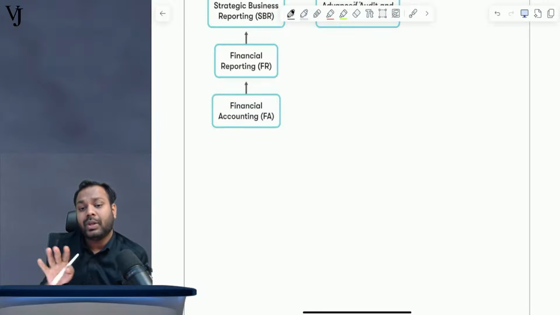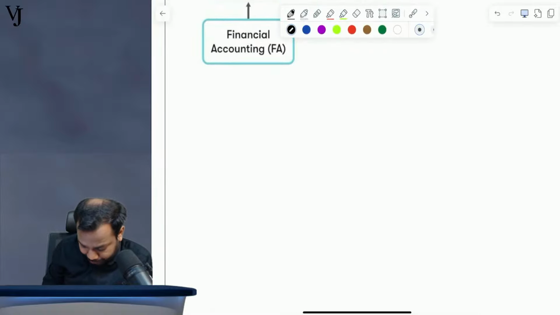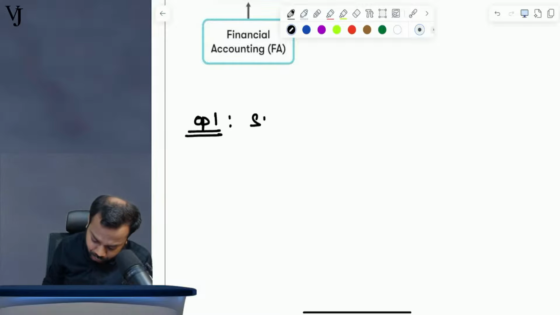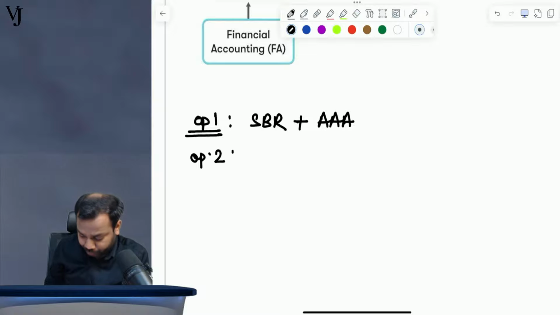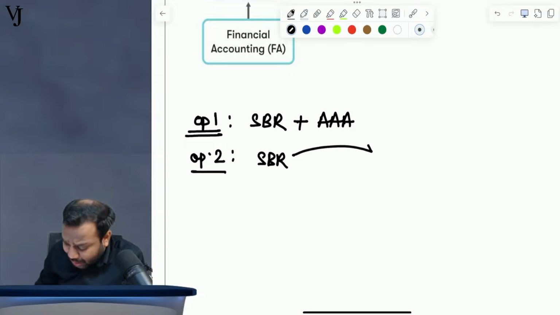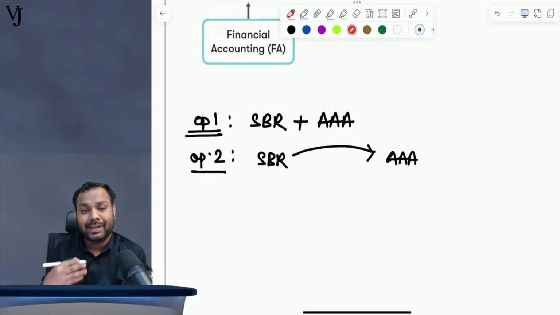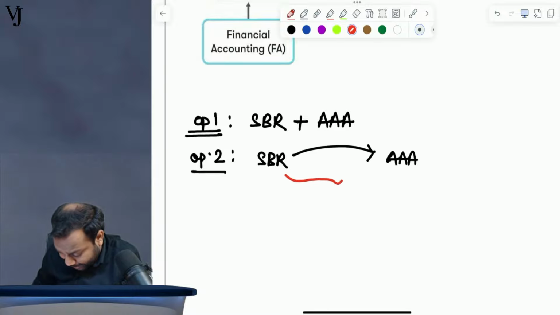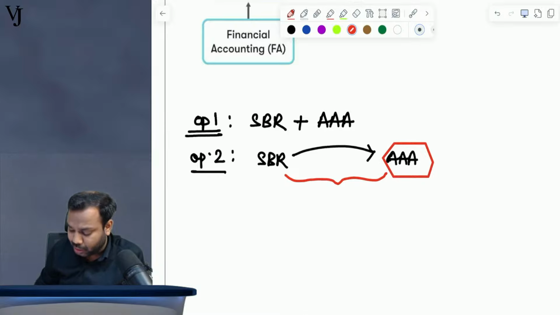If you are planning to opt for triple A and one more paper with SBR, then ACCA recommends option number 1: if you want to appear for two papers together, go for SBR plus triple A. If not, then option number 2: first appear for SBR and then immediately after SBR, go for triple A. Because ACCA says that if you give a gap between SBR and triple A, you will face challenges while appearing for triple A.